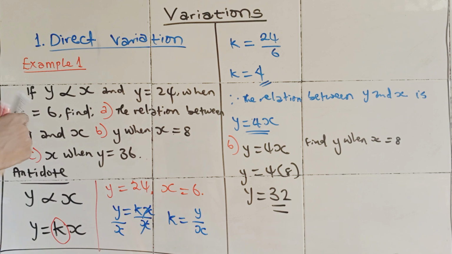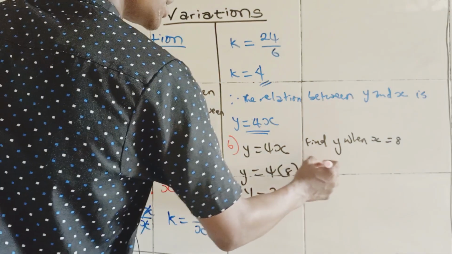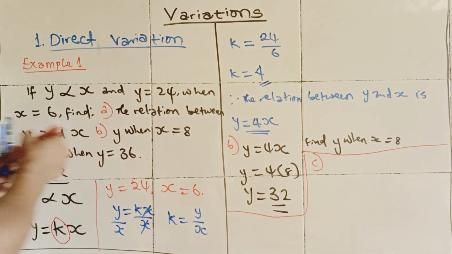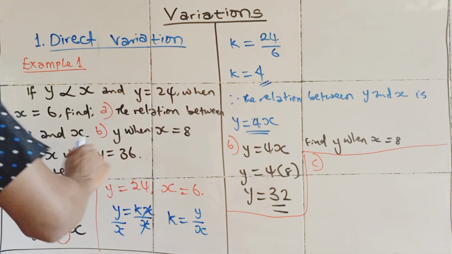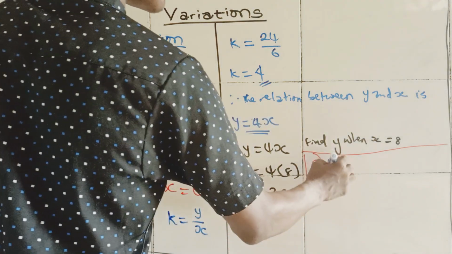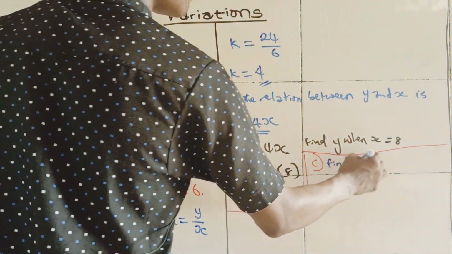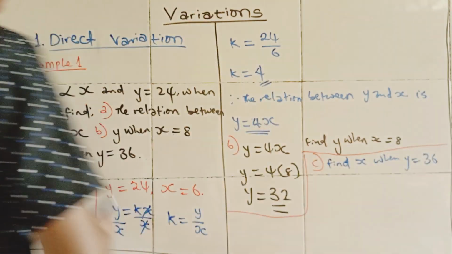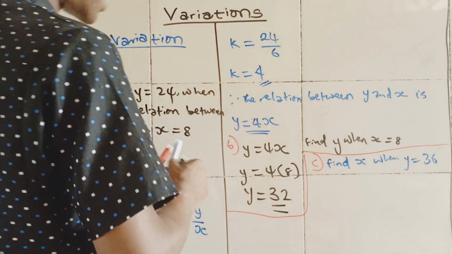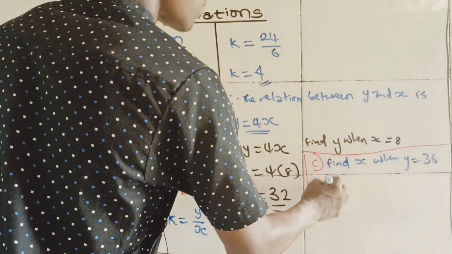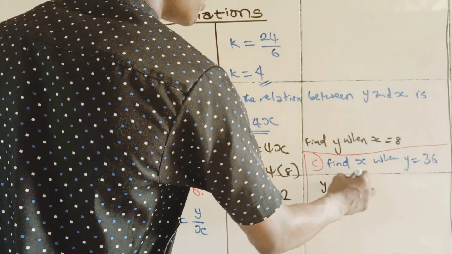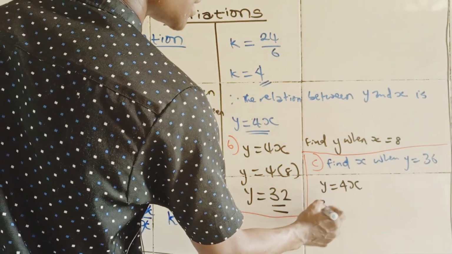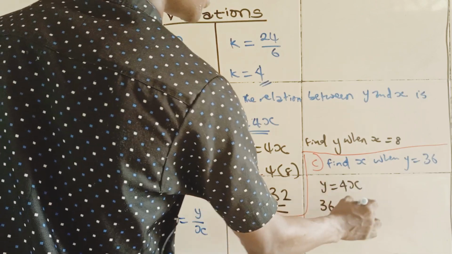Now the c part of the question. Let's do the c here so that we can see it clearly. They now said find x when y is what? 36, right? So now, still using the same formula, since we have found the constant, y is equal to 4x. So now we already have y. We put it here, that will be 36 equals 4x.